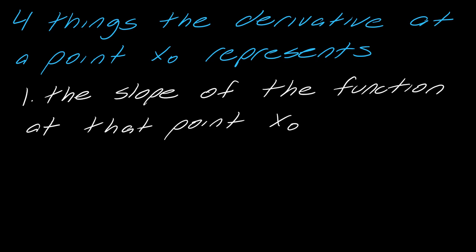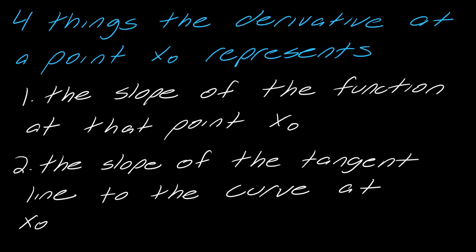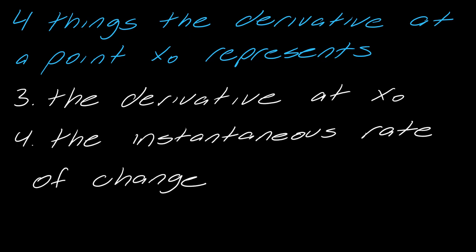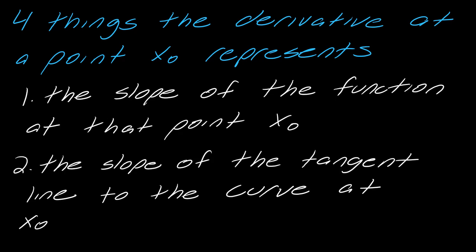We'll call that point x naught. Second, it represents the slope of the tangent line to the curve at x naught. Third, it represents, of course, the derivative. And then fourth, it also represents the instantaneous rate of change at that point in time or at that position or whatever. So I want to go back to the first 2 points.